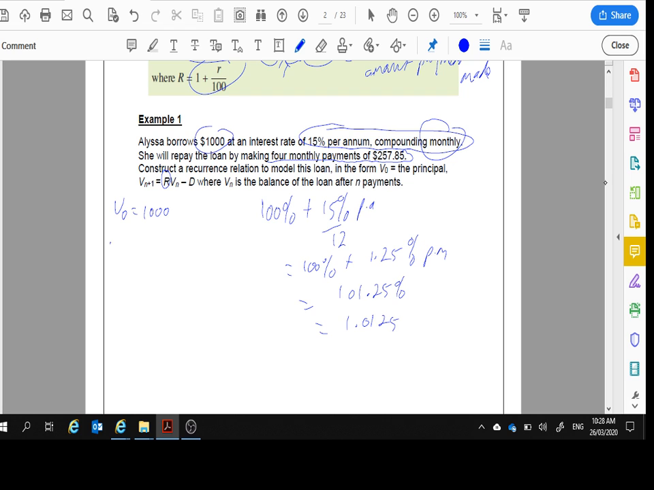Now our V, writing a rule of n plus 1, will equal 1.0125 times V_n minus, how much is she giving in? She's giving in $257.85 a month, 257.85 per month. Now there's our rule.